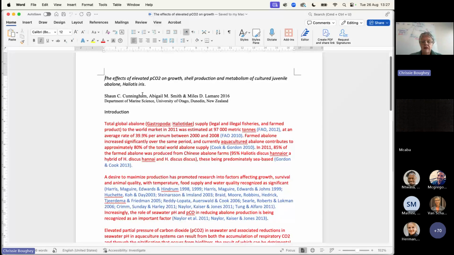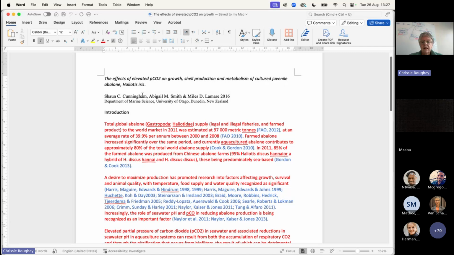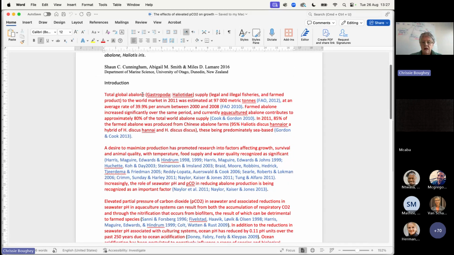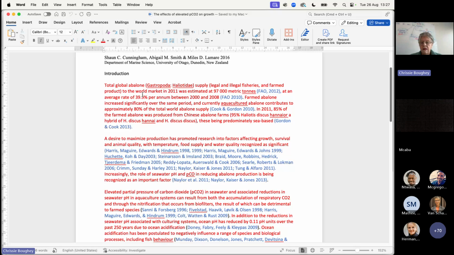There's the reference at the top. And it's from the field of marine science about the production of abalone. And if you look at it, it exemplifies beautifully the knowledge claim evidence structure. So I've coloured the claims in red and the evidence in blue.